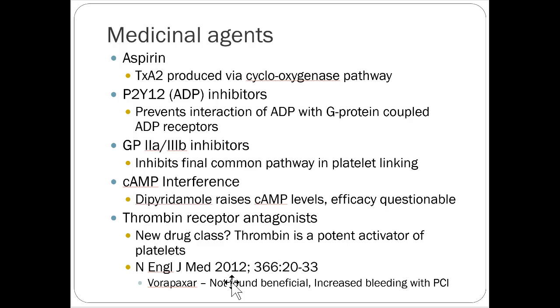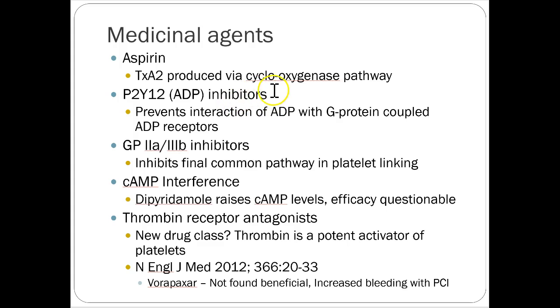It targets thromboxane A2. Thromboxane A2 is produced via the cyclooxygenase pathway, as we talked about in the previous lecture. Aspirin works upstream by preventing arachidonic acid from activating cyclooxygenase and lipoxygenases. So you don't get as much thromboxane production. Therefore, you get platelet inhibition, or the inability to recruit and form new platelets.